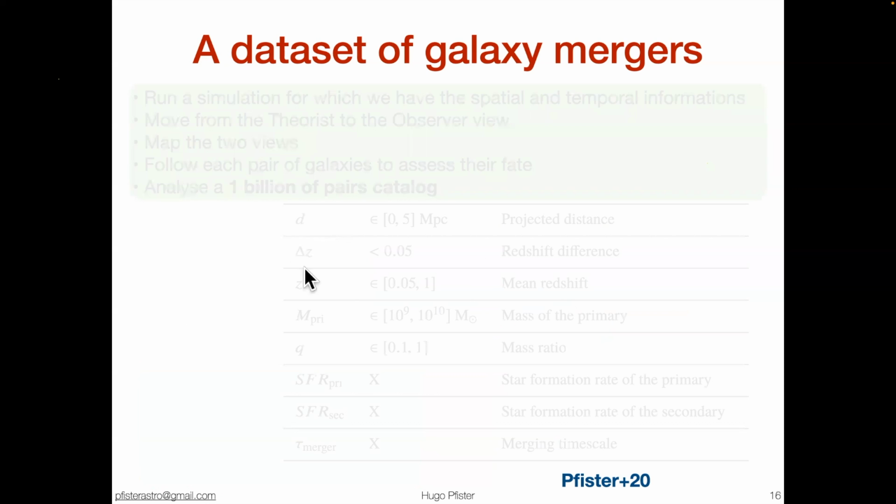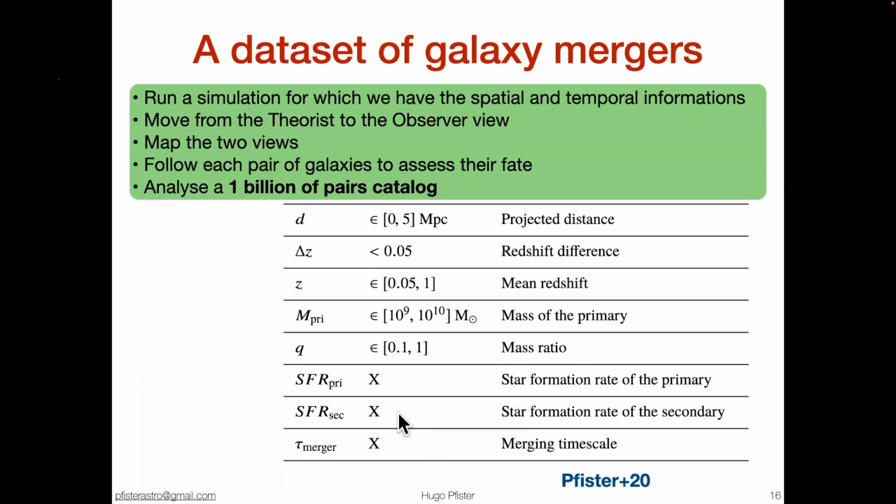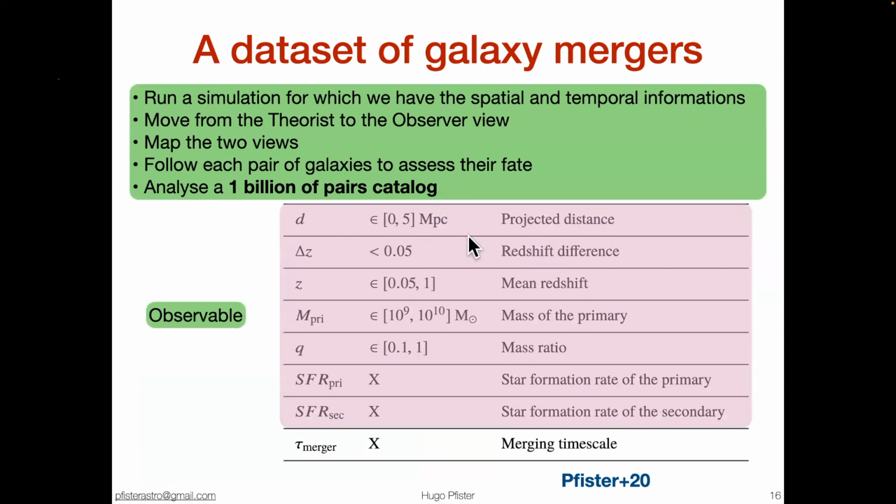So you end up with this 1 billion pair catalog, and you have some observables: the projected distance in the sky, the redshift difference, the mean redshift, the masses of the galaxies, mass ratio, star formation rate, etc. So these are quantities that, if you look in your telescope, you have access to. And then there is a quantity that we have access to because we are using a numerical simulation, but that observers do not have access to because they cannot wait long enough. It's the merging timescale, so how long it's going to take for the galaxies to merge. And first, we just want to know, are the galaxies going to merge or not?